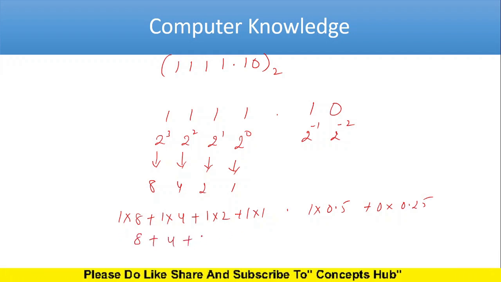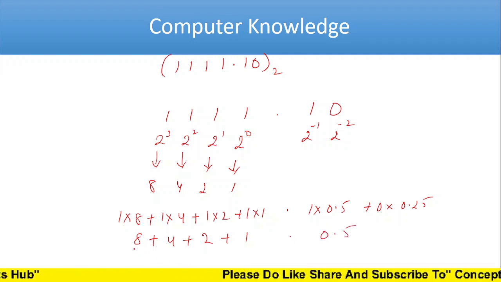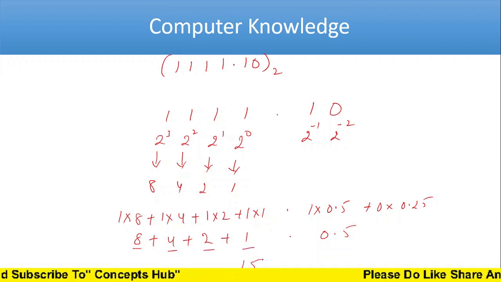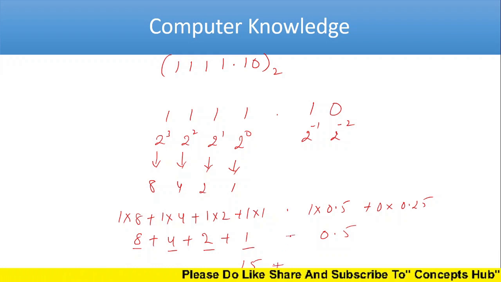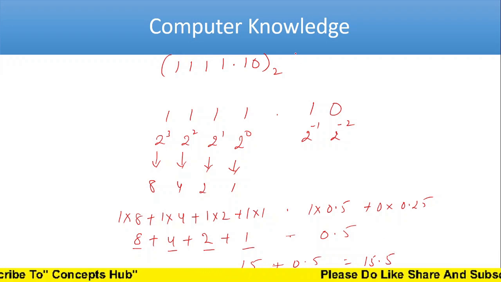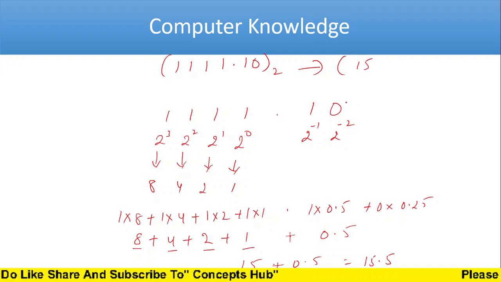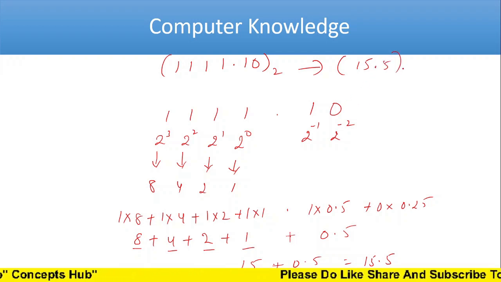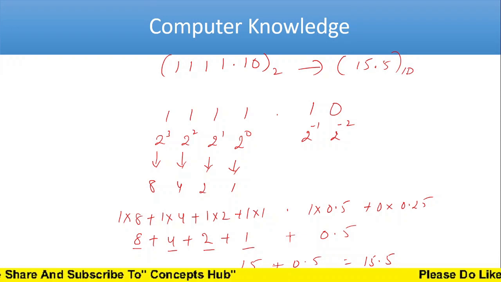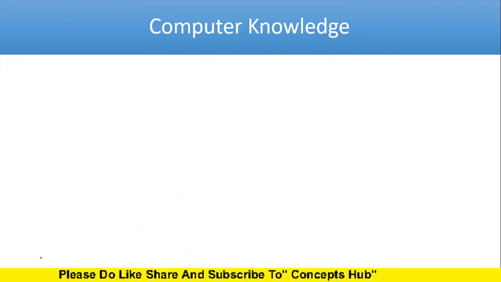So what do you get here? 8 plus 4 plus 2 plus 1, and 0.5. So 8 plus 4 is 12, 12 plus 2 is 14, 14 plus 1 is 15, 15 plus 0.5, what do you get here? 15.5. So the answer is 15.5 base 10. Clear? We have solved enough number of problems. Now we'll move to binary to octal.